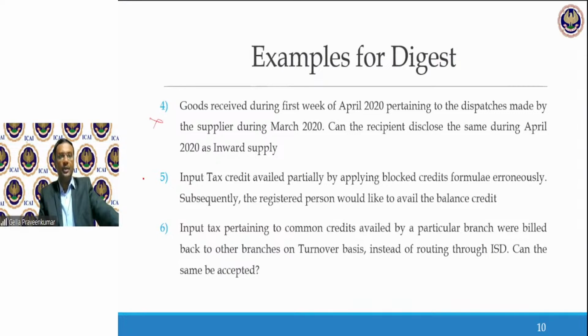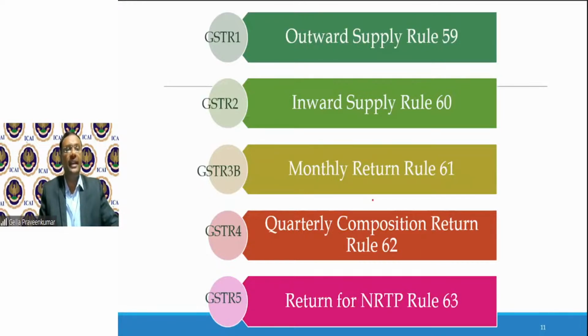This I'll skip. Credit note we have discussed at length. Input tax credit availed partially by applying the block credits formula erroneously. This question number 5 is a practical question. Subsequently, the registered person would like to avail the balance credit. Now, this is a little complicated. When I deal with GSTR-3B, I'll explain this particular aspect. Input tax pertaining to common credits, this I have discussed. Various returns are relevant for you to examine.